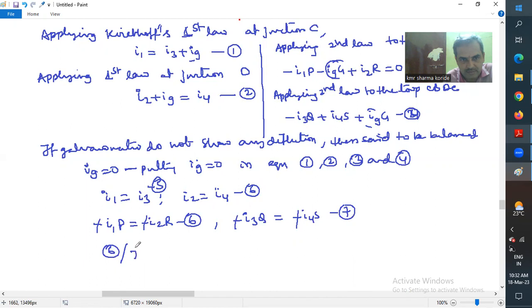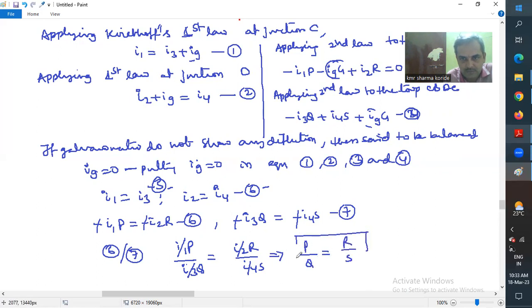I1P divided by I3Q is equal to I2R divided by I4S. Then, so in equation 5 and 6, we know that I1 equal to I3. So therefore, you can cancel I1 and I3 because they both are same. Also, I2 equal to I4 as per 6. So therefore, you can cancel both I2 and I4 because they both are equal. So therefore, the balancing condition of Wheatstone bridge is P by Q is equal to R by S. So definitely you can expect a numerical for 2 marks based on this balancing condition that is already explained in the previous videos.